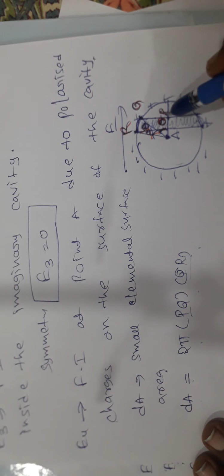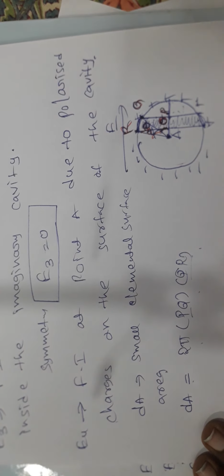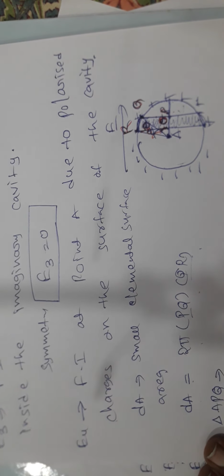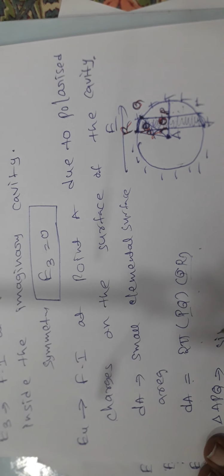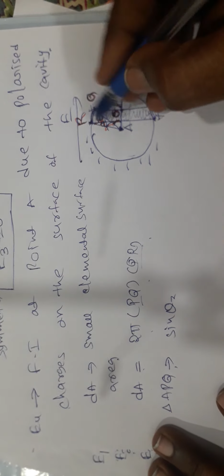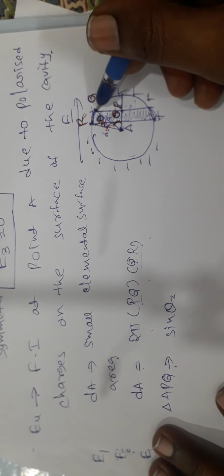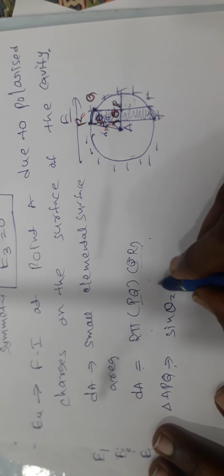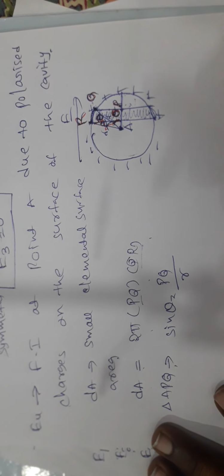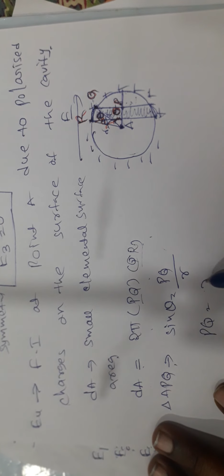For that purpose we take one triangle, this one, APQ. From triangle APQ, what is sin theta? Sin theta is equal to opposite side by hypotenuse. Now we take the radius as R. So the opposite side means PQ, and the hypotenuse means the radius of the cavity, which we take as R. So now PQ is equal to R sin theta.